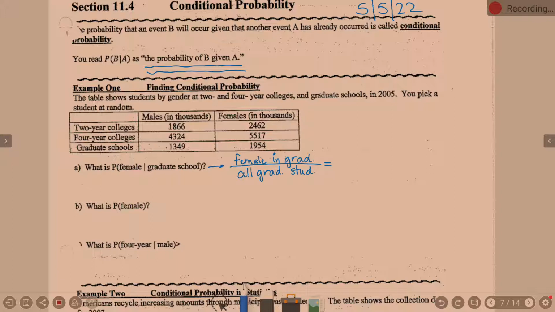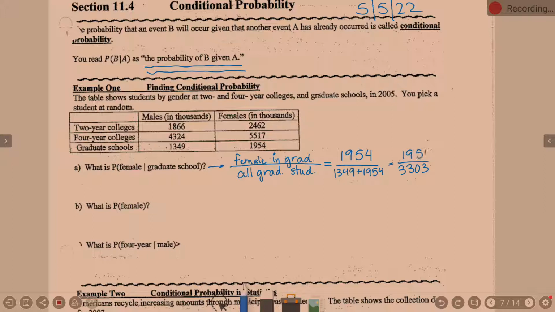In this case, how many females in graduate school do we have? We're going to use 1,954. Technically it's in thousands, but that's all right. Over all students in graduate schools, which is 3,303. It's the 1,349 plus the 1,954, right? Yes, which you guys told me as 3,303.